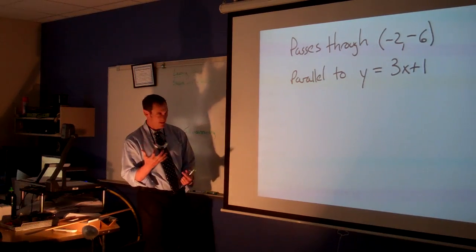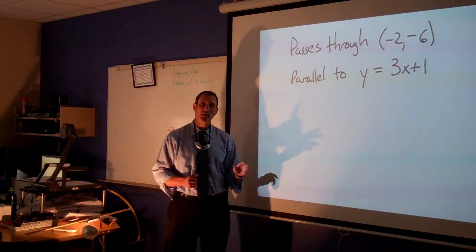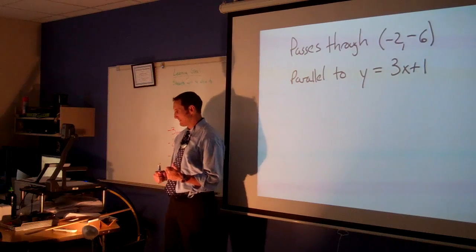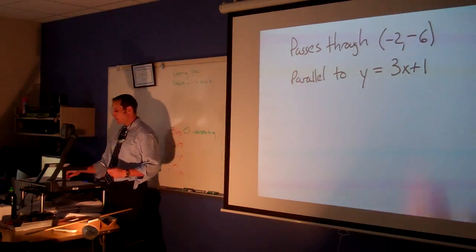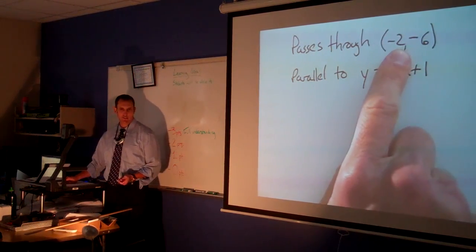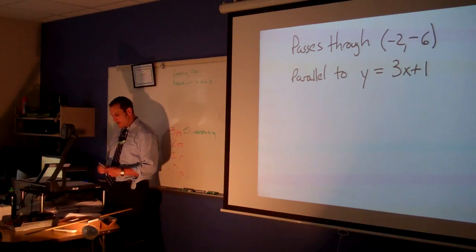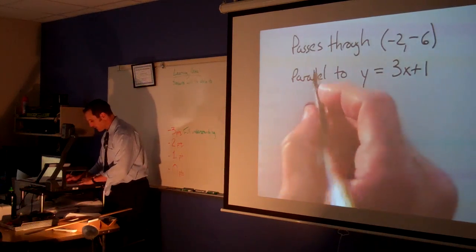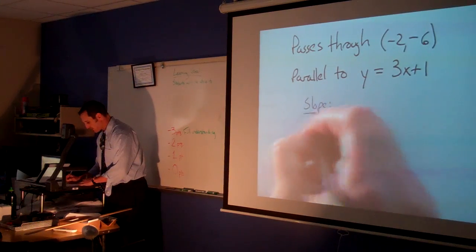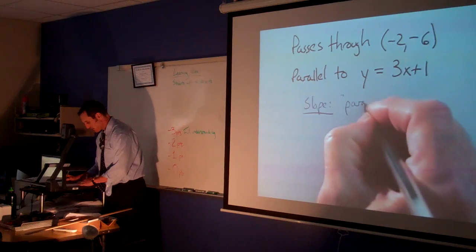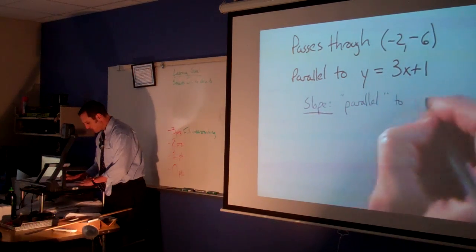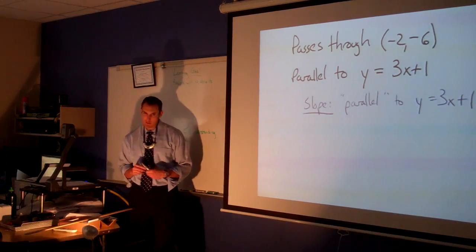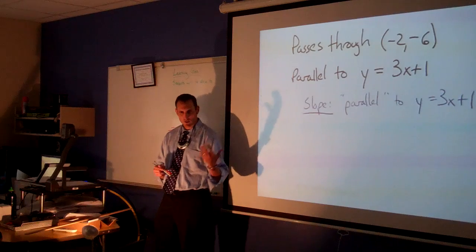So we have to think. Remember, we need two things to write an equation, a slope and a y-intercept, or a slope and a point. We have a point. It passes through -2, -6. That is our point. But we have to think about slope. So when we think about slope, here we go again with that word parallel. It's parallel to y equals 3x plus 1. Parallel means it has the same slope.